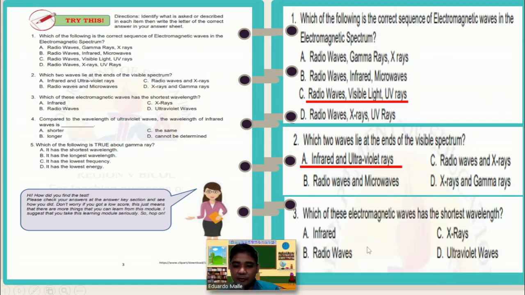Okay, let us now proceed to number 3. Which of these electromagnetic waves has the shortest wavelength? A, infrared, B, radio waves, C, X-rays, D, ultraviolet waves? What do you think? Okay, correct. Letter C, X-rays. Among these four givens, just remember, X-rays have the shortest wavelength.